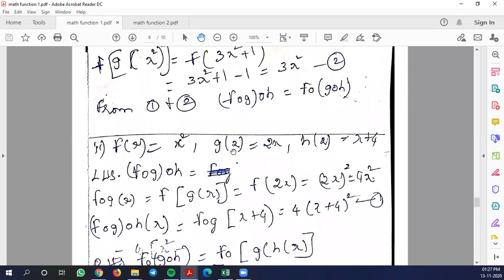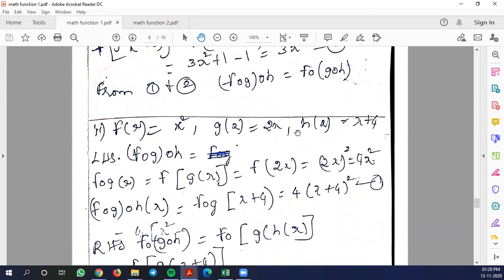Second sum: f of x is equal to x square, g of x is 2x, h of x is x plus 4. So for the LHS, f of g. So f of g of x is f of 2x. Now this is x. What is f of x? x square. So in the place of x, you substitute 2x. Here one square is there, so 2 twos are 4x square. Now f of g of h of x, what is h of x? x plus 4. So what is f of g? Here it is 4x square, we found. Now 4 into what is our x? This is x plus 4 whole square.